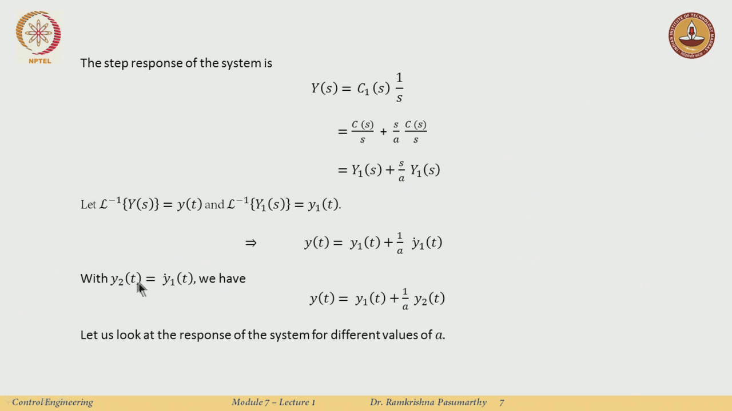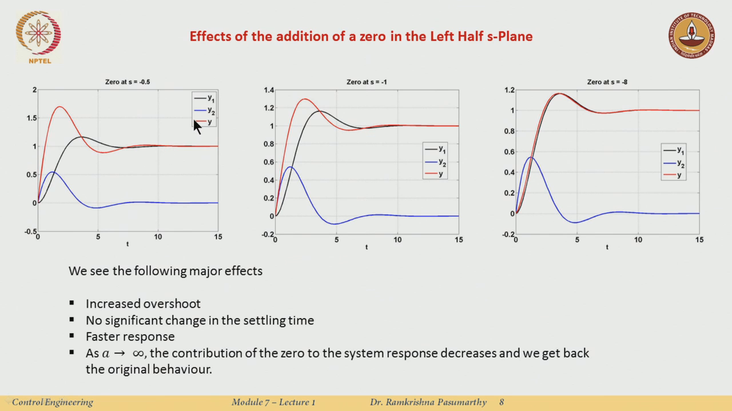What is y2 of t? y2 of t is y1 dot of t. Okay. So, the total response y, which was y1 plus 1 over a y2, is just this red line here. The black curve was the original response. I add a 0 at s equal to minus a and then I get this one, maintaining the DC gain to be 1. Okay. So, this is at s equal to minus 0.5.